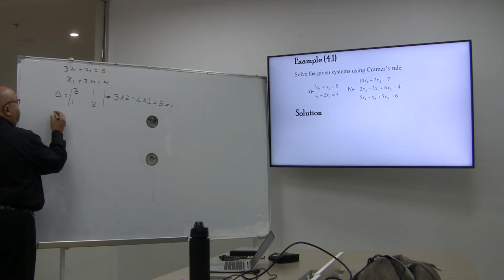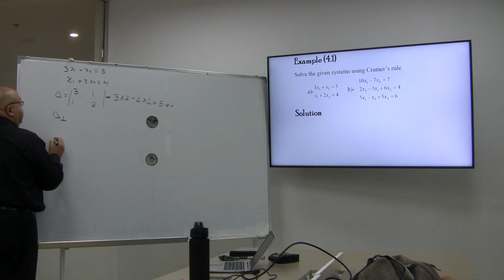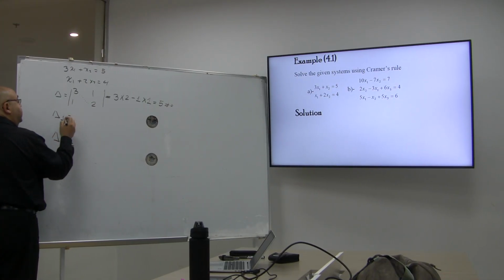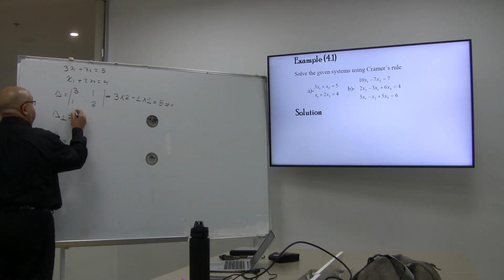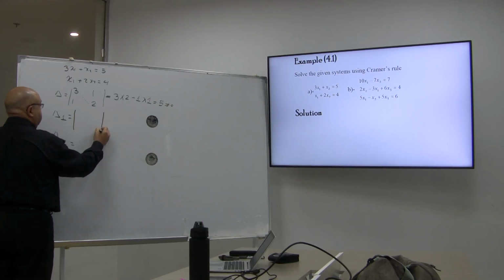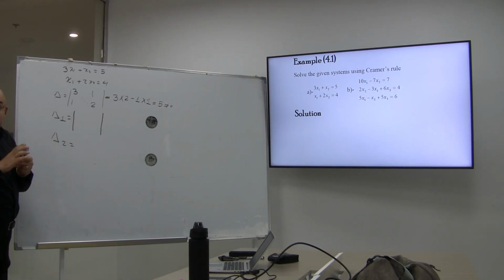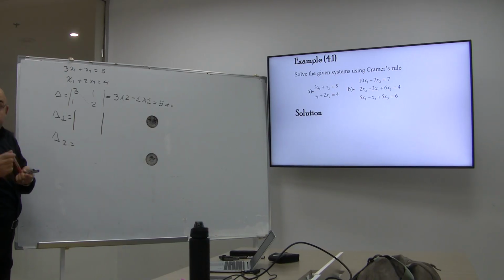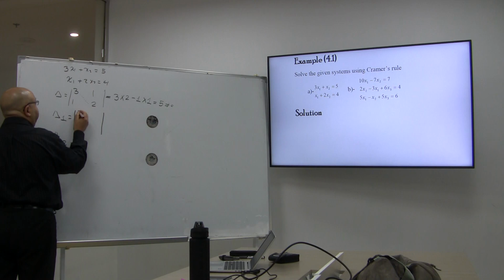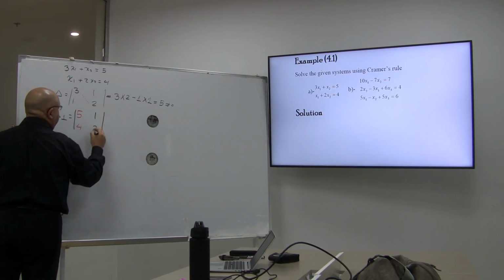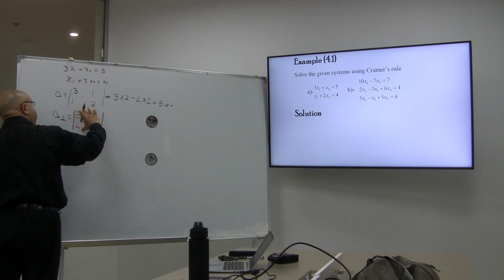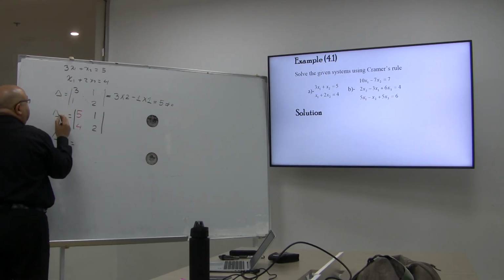Then I will have to evaluate delta 1 and delta 2. Delta 1 stands for the determinant that I will form like this. I will replace the first column, which is the column of the first variable, x1, by the results, which are 5 and 4. I will put 5 and 4 in here. Then the rest of this determinant will be exactly the same, so it's going to be 1 and 2. So that's the coefficient matrix with the first column replaced. That's the determinant relative to x1. Let's say the determinant of x1.